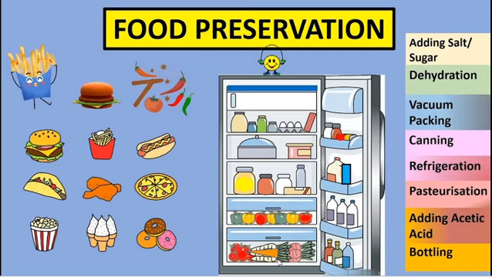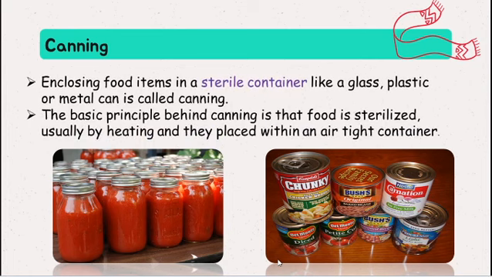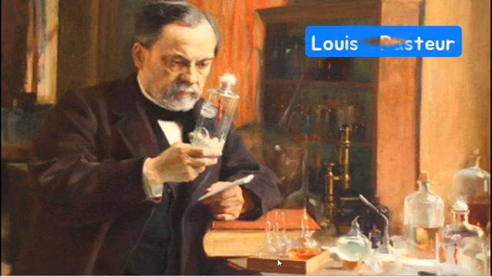Now we are going to discuss the modern techniques of food preservation. The first one is canning. Canning involves a sterile container, that is, no impurities should be present in the container. All the impurities should be removed, so that it is a sterile container. It may be a plastic, glass or metal can. Enclosing the food items in those cans is called canning. The principle behind canning is that the food is sterilized by giving heat and placed within the airtight container.